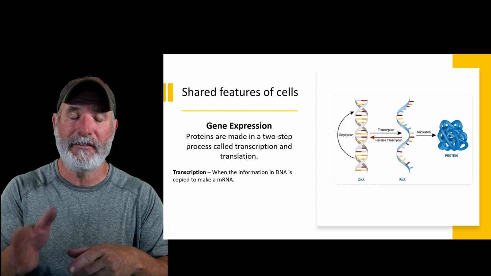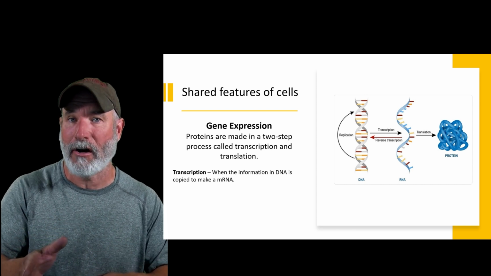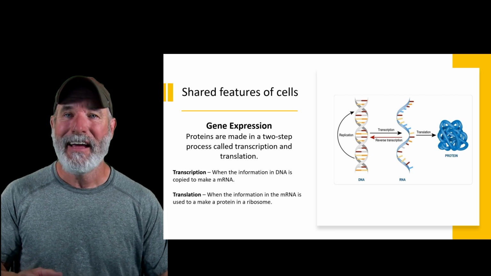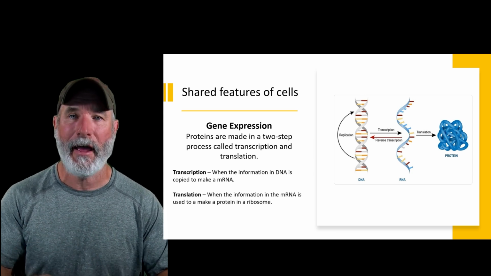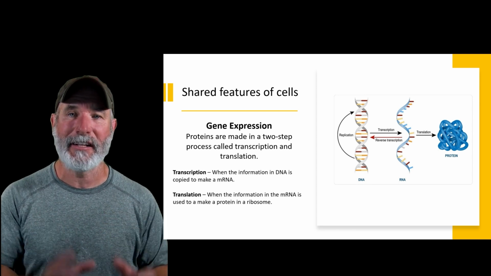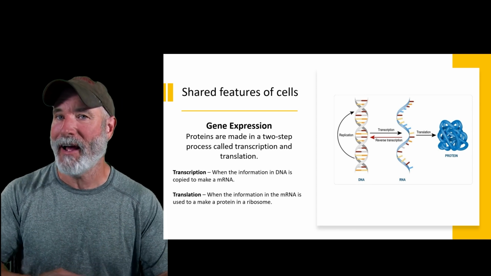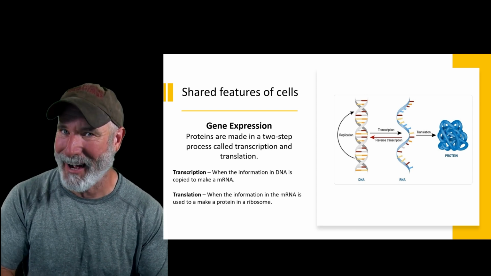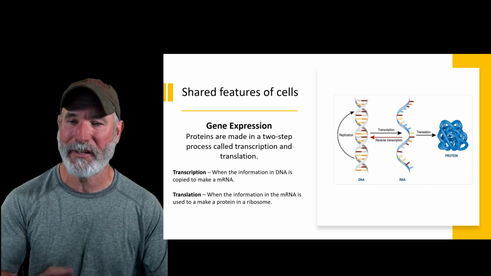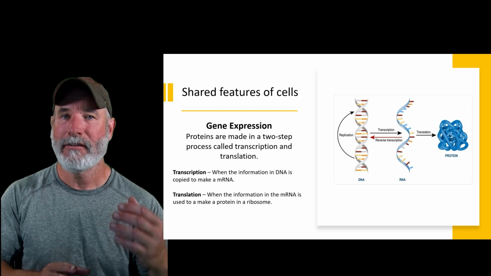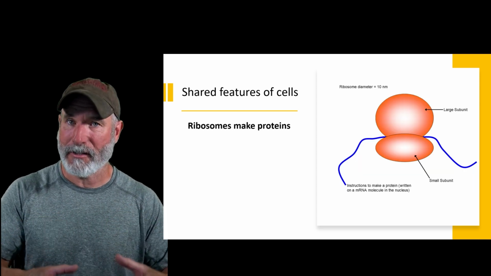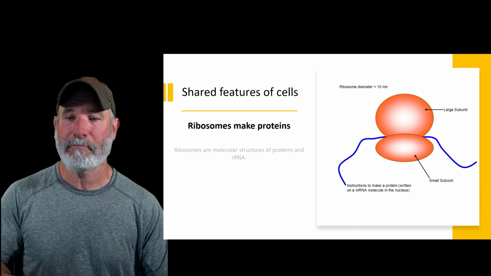You copy that from the DNA to something called a messenger RNA, and you use an RNA polymerase to do that. And then that messenger RNA goes to a ribosome where it is translated into a sequence of amino acids, forming a polypeptide that gets folded into a biologically active protein. So we go from DNA to messenger RNA to proteins. And like I said earlier, it's the ribosome that makes proteins.